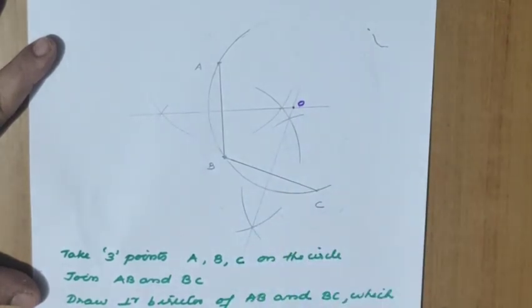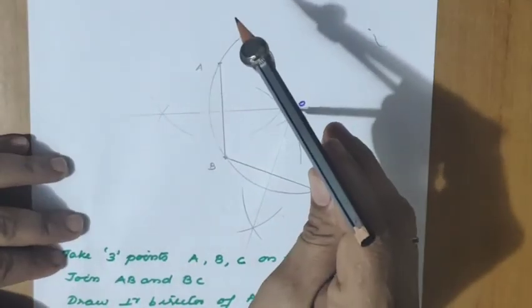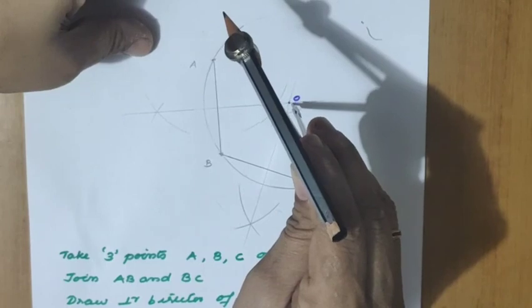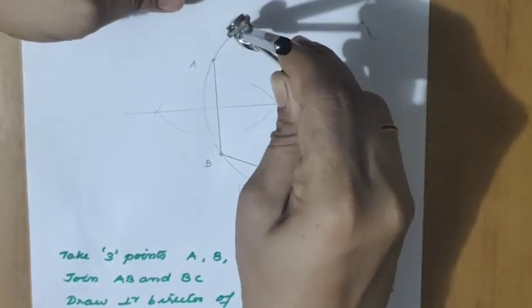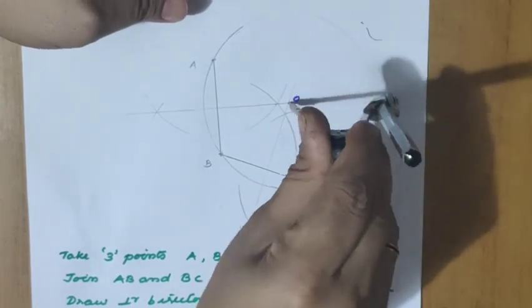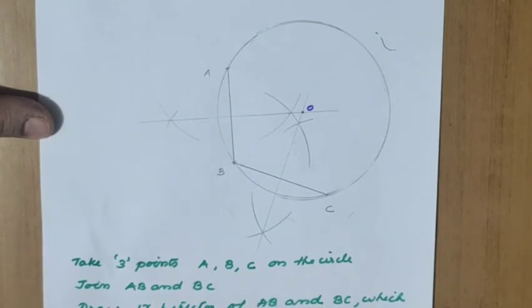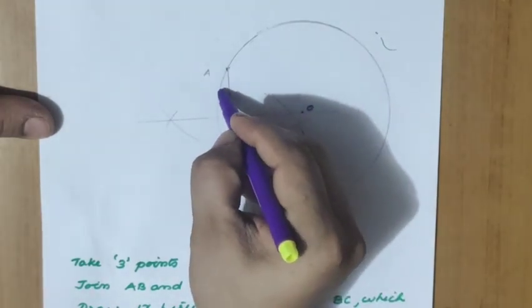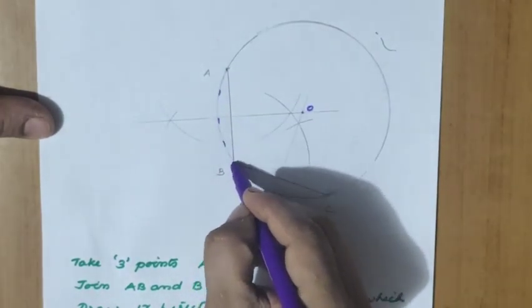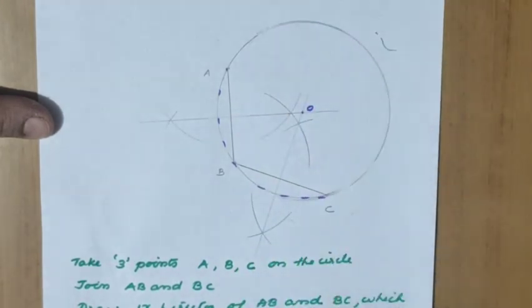Once O is found, what is the next step? With O as center and OA as radius, we should complete the circle. Repeating the same steps we learned in the theorem, AB and BC, join and draw the perpendicular bisectors meeting at O. First it was given this much only, A to C, that is the arc of the circle. Now you can see that we have completed the circle.